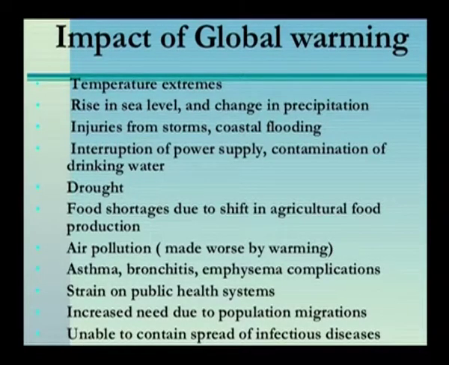Impact of global warming: causing temperature extremes, that is rise in sea level and change in precipitation, injuries from storms and coastal flooding, interruption of water supply, contamination of drinking water, drought, food shortages due to shift in agricultural food production, air pollution which is made worse by warming, asthma, bronchitis, emphysema complications, strain on public health systems, increased need due to population migrations, inability to contain the spread of infectious diseases because of uncontrollable migrations as well as airborne diseases.